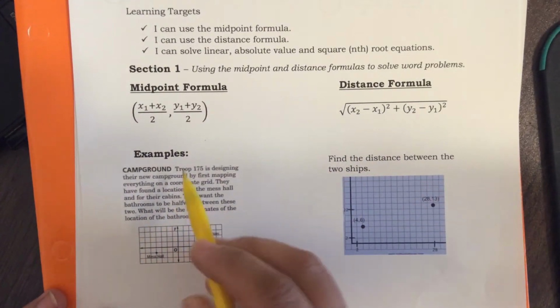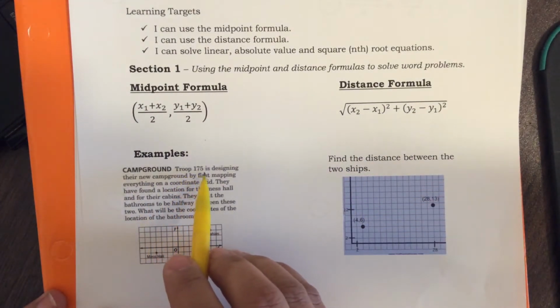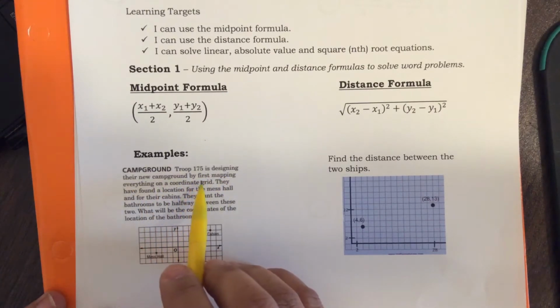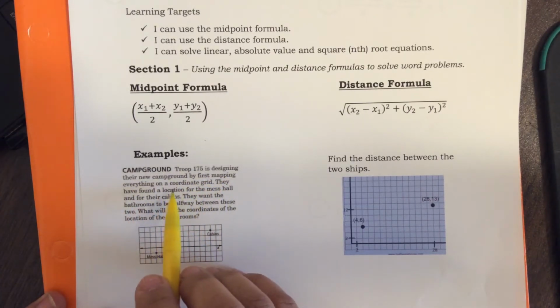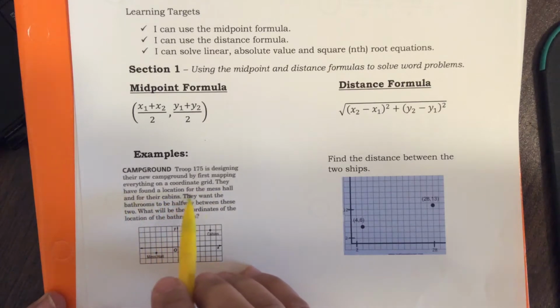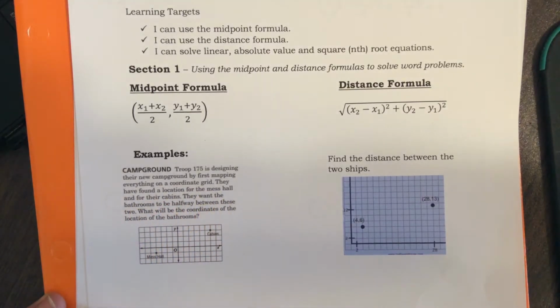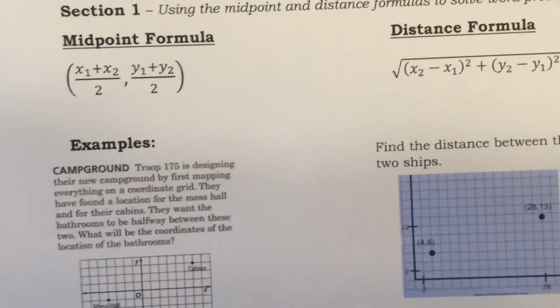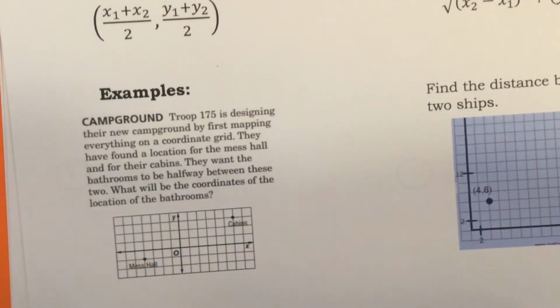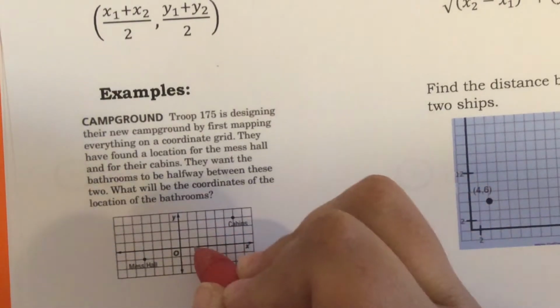You have this word problem right here. It says Troop 175 is designing their new campground by first mapping everything on a coordinate grid. They have found a location for the mess hall and for the cabins. They want the bathrooms to be halfway between these two. So then we're going to find the midpoint so that we can plot this.